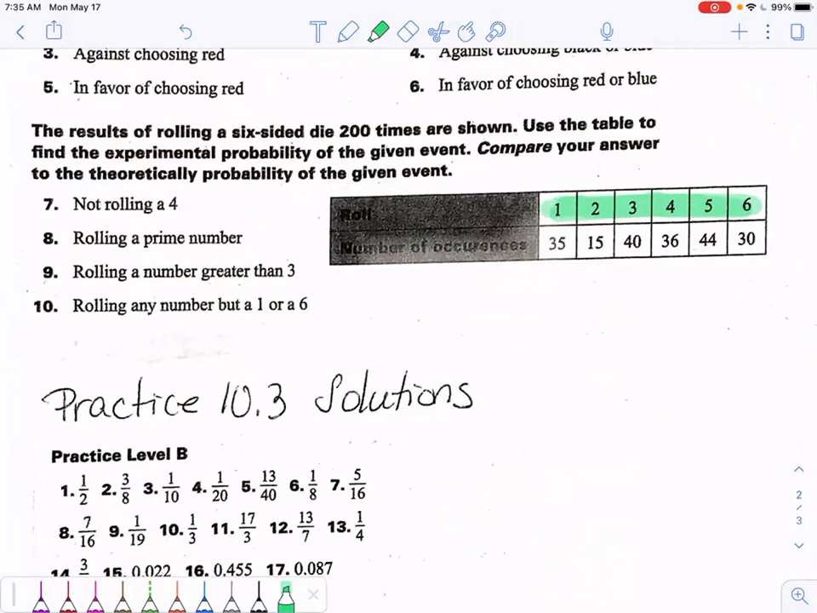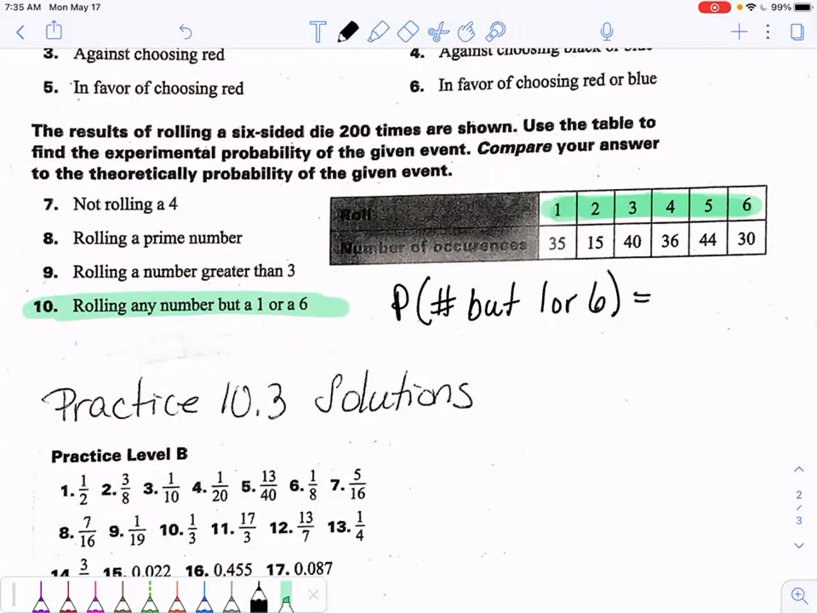So the last question you were asked to do, number 10, says rolling any number but a 1 or a 6. So we want to find the probability of rolling any number but a 1 or a 6, and we rolled the die 200 times. So that should go on the bottom. How would you find the probability of rolling any number but a 1 or a 6? Gabby Snyder, how could I find that?